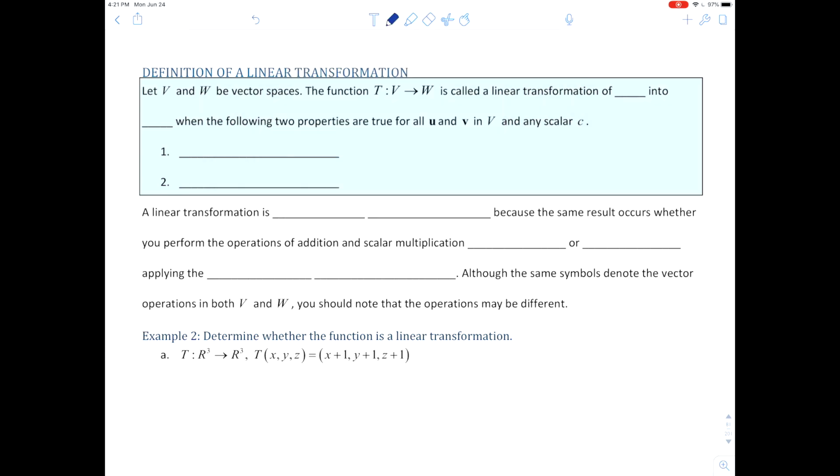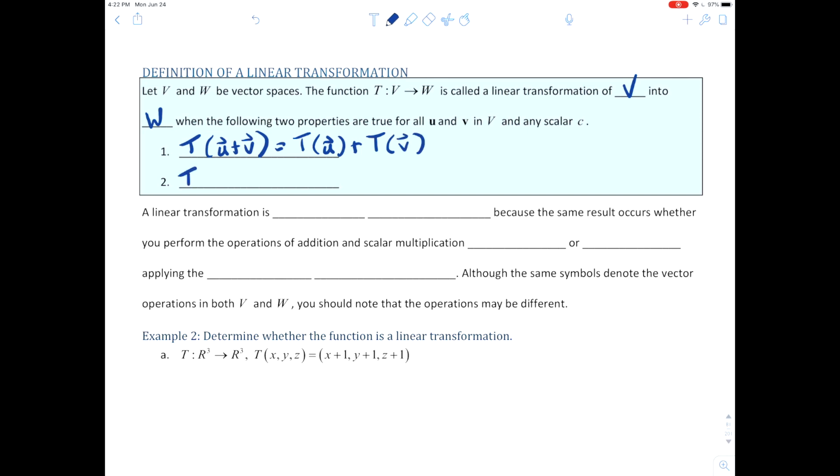Definition of a linear transformation. Let V and W be vector spaces. The function T, where V maps to W, is called a linear transformation of V into W when the following two properties are true for all U and V in V and any scalar C. Here we go. The transformation of a sum of vectors must equal the sum of the transformations of each vector. So this is how you would check.